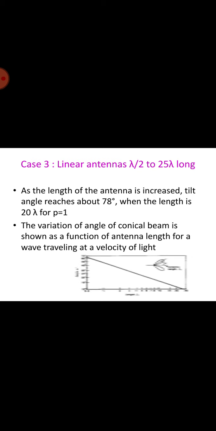The variation of the angle of the conical beam from the antenna is shown in this figure here, as a function of length for a wave traveling at the velocity of light, p equal to 1. So in this figure, alpha is the complement of the tilt angle tau, that is, alpha is equal to 90 minus tau. Thank you.